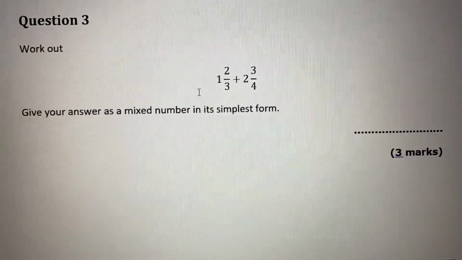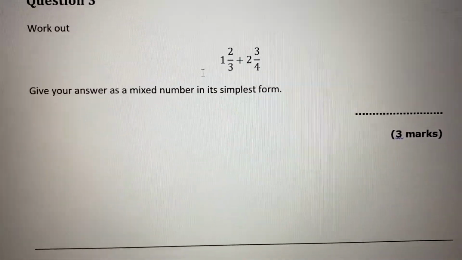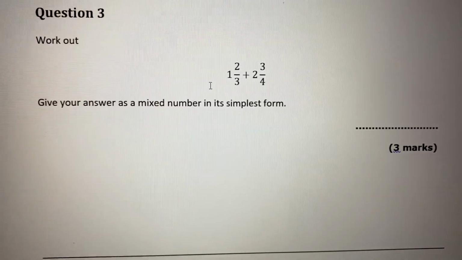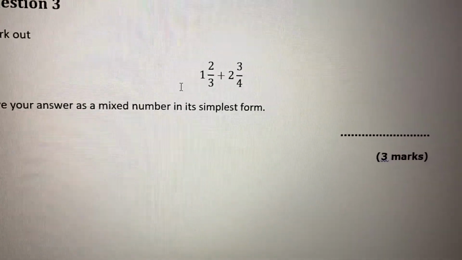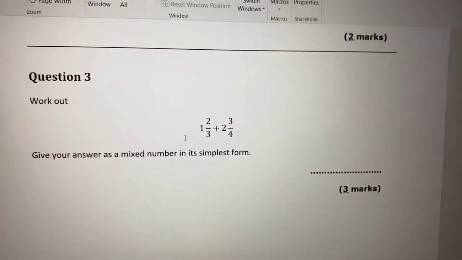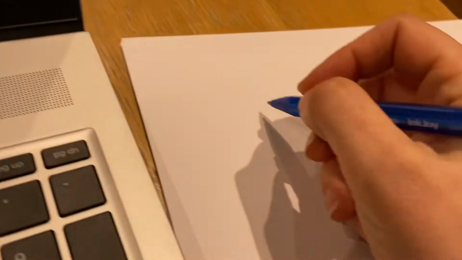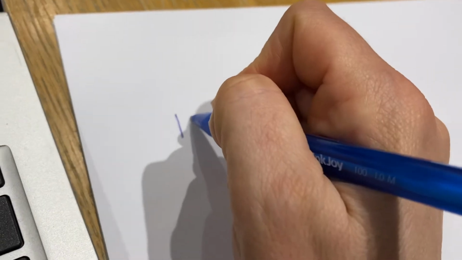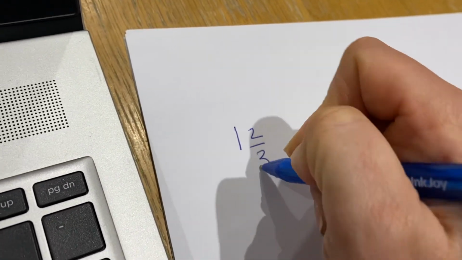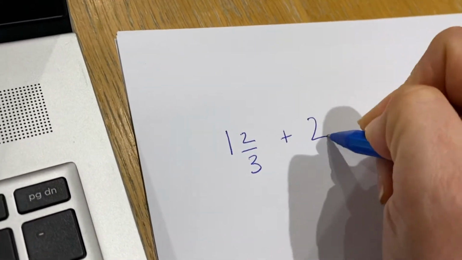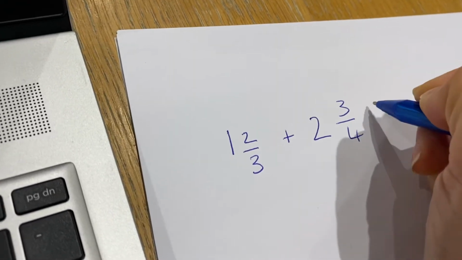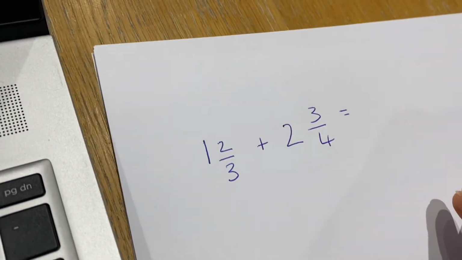Hi, now I'm going to answer question 3 and question 4. So first of all, I'm going to look at question 3, which is 1 2/3 plus 2 3/4. So I'm going to start by writing that one out. I've got 1 2/3 plus 2 3/4. Well, the first thing I'm going to do is turn these into improper fractions.